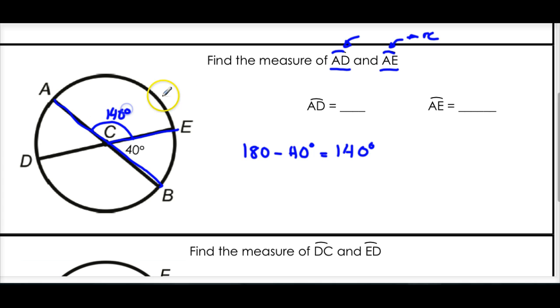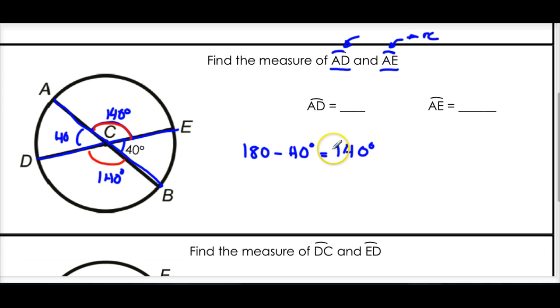Now check it out. If you look real closely here, you'll see that you have some vertical angles, right? This guy and this guy are vertical. So if this is 40, I know this is 40. And I also know that this guy and this guy are vertical. So if that's 140, this is also 140. So check that out, I found all the angles in the circle.